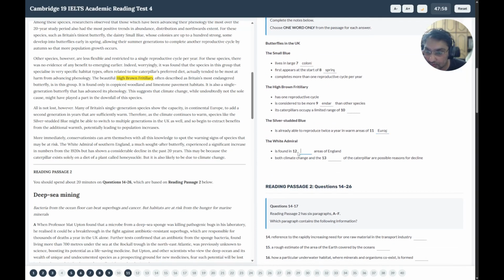The White Admiral. Where is the White Admiral? Silver-studded blue might be able to switch to multiple generations, potentially leading to additional warmth. The White Admiral is found in southern areas of England, both climate change and the caterpillar.